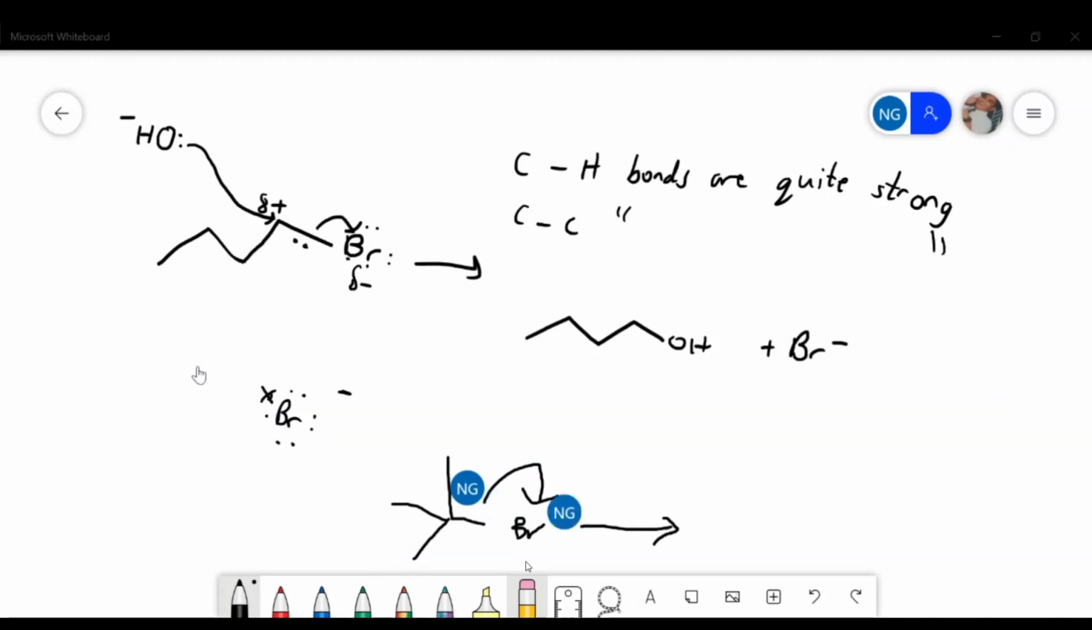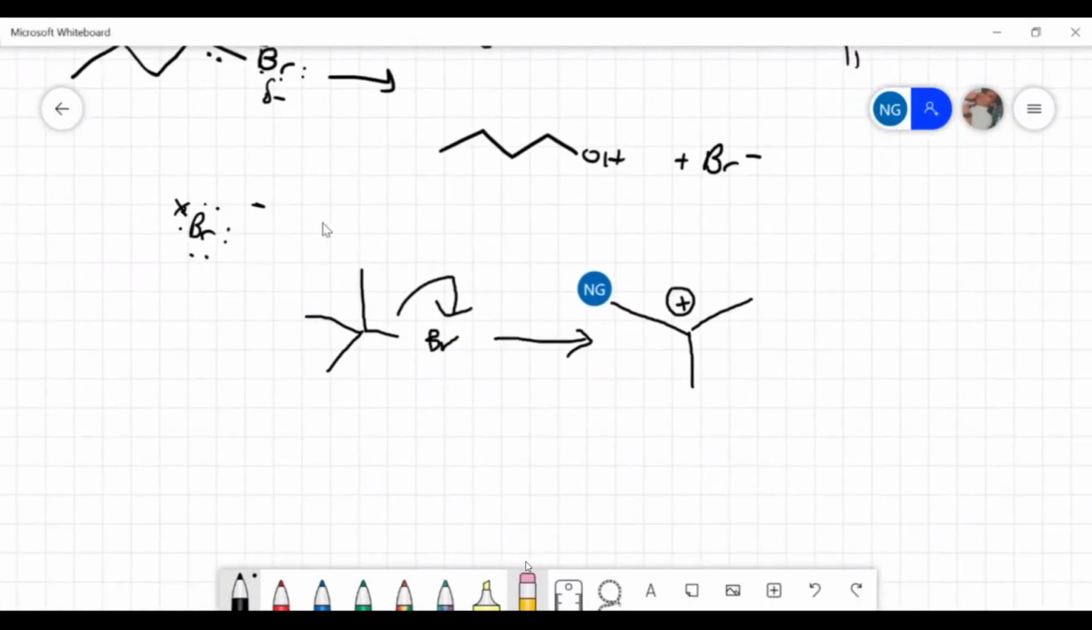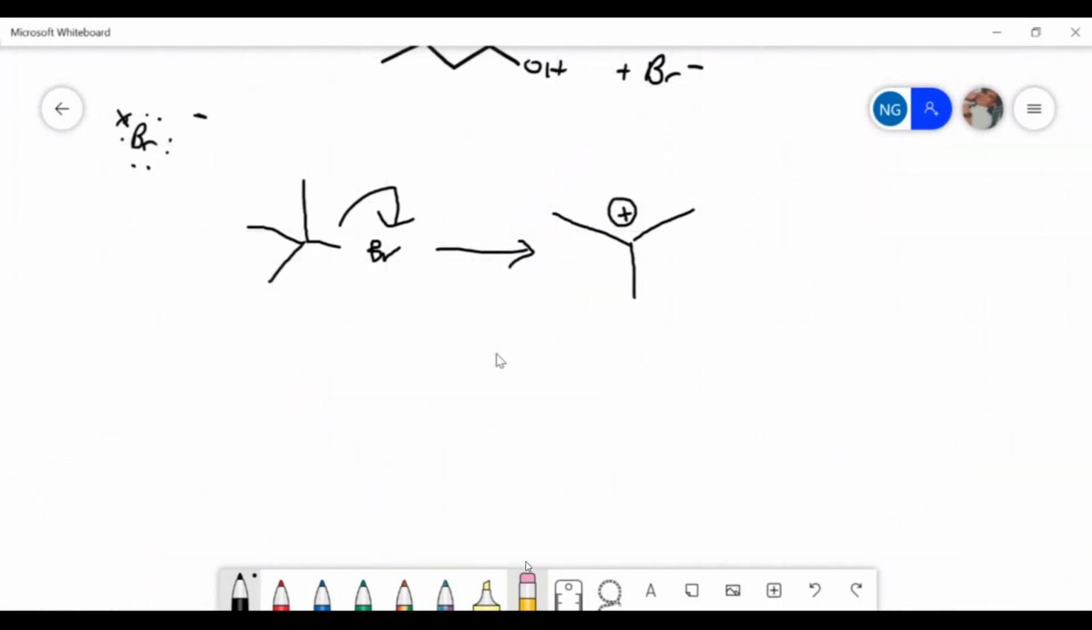So let's move on. Okay, let me give you guys a question. Why are you drawing the question? Oh no, drawing the Sn1 mechanism. Okay, actually let's go through that first anyway.